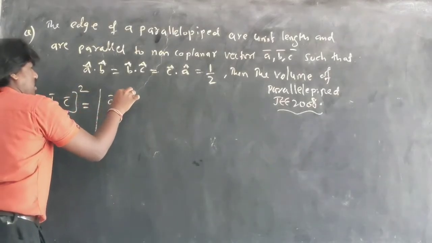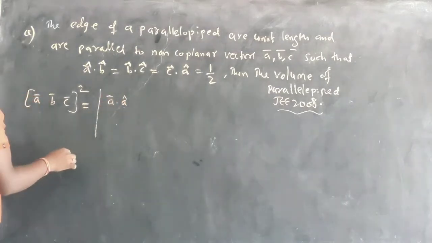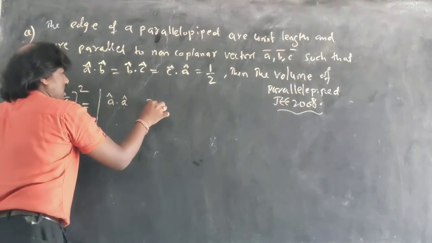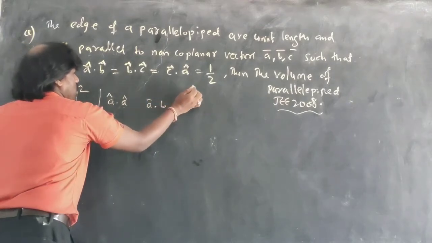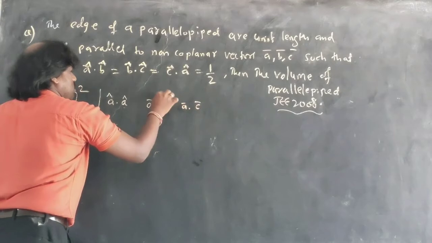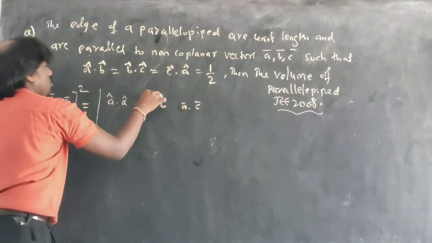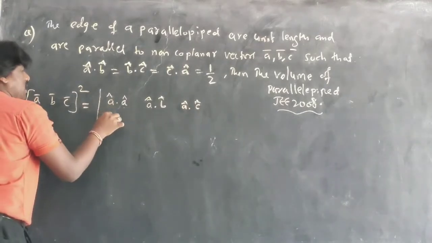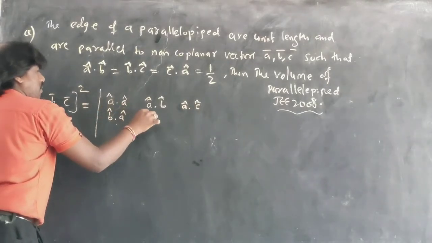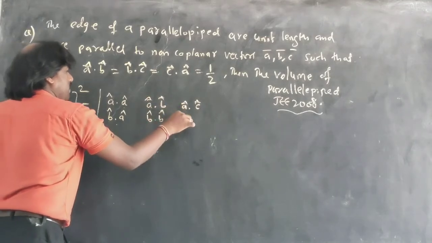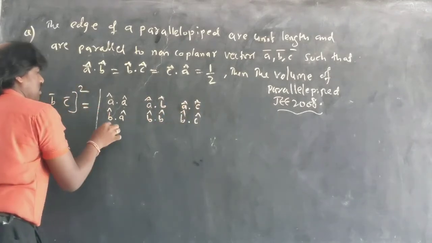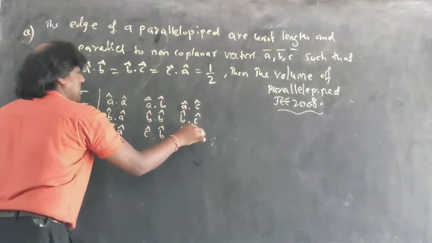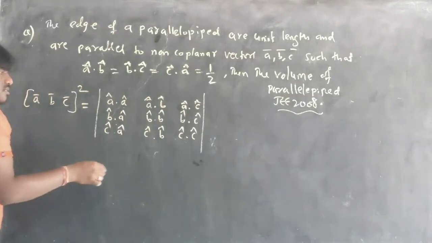You have A cap dot A cap, next A dot B, next A dot C. You just need to apply this one. Cap is there, so use the cap here. And next what you have here? B cap dot A cap, B cap dot B cap, B cap dot C cap. Next C cap dot A cap, C cap dot B cap, C cap dot C cap. This is the formula, you know.